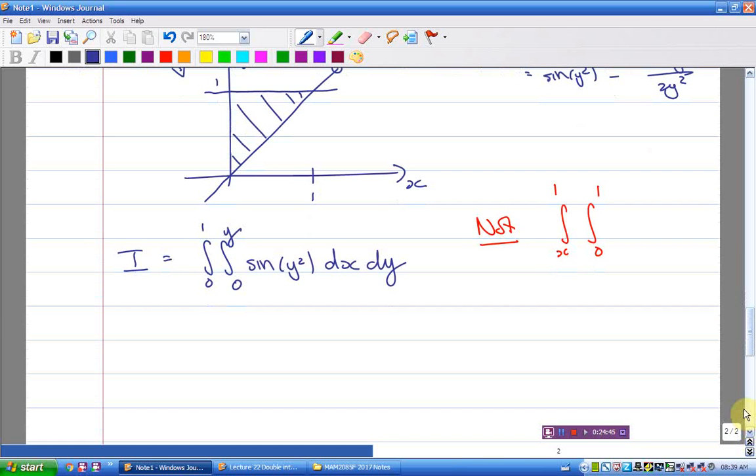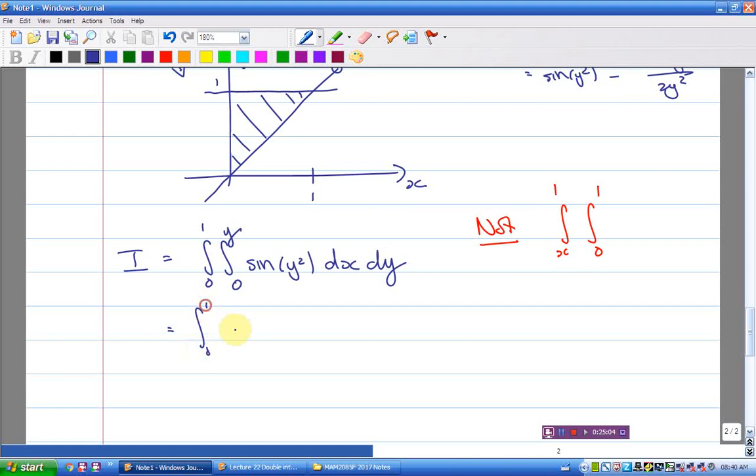So you go from the integral that you can't solve, you take those limits, you draw a picture, and then you use the picture to construct your new limits. Okay, and now it becomes easy. We ask ourselves, what did I differentiate with respect to x to get sine y squared? As far as x is concerned, sine y squared is just a funny looking constant.